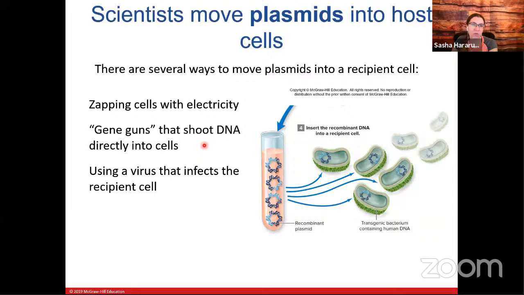There are also so-called gene guns that can shoot DNA directly into a cell. And if we're not working with bacteria, but if we want to inject the recombinant plasmid into an animal cell, for instance, usually a virus is used. So a virus infects the recipient cells. For bacteria, technically, it also can be used, but using viruses to transfer the recombinant plasmid into an animal cell is very common.